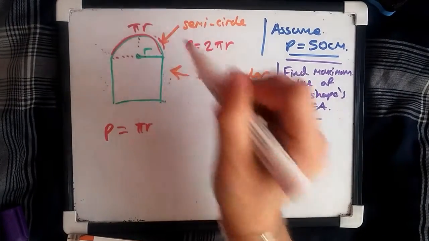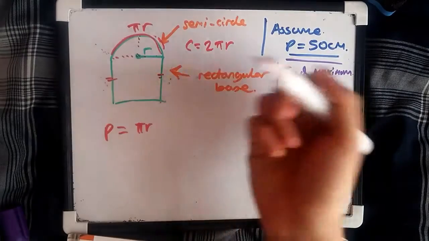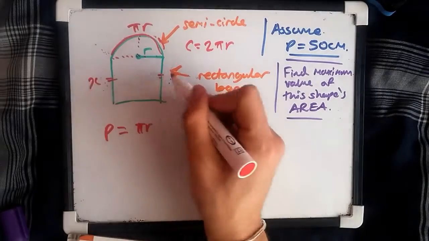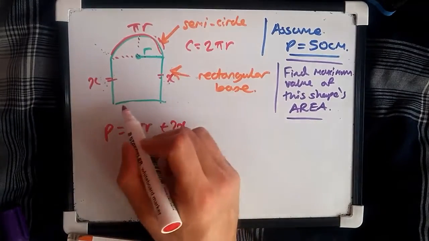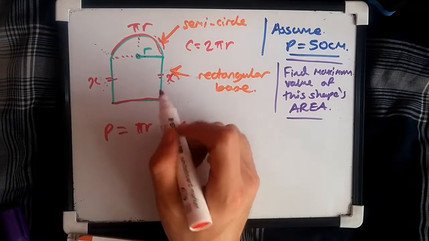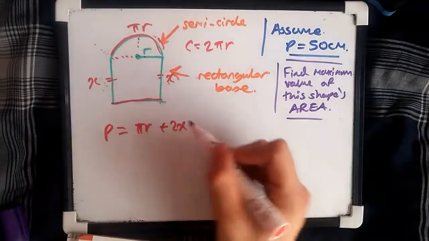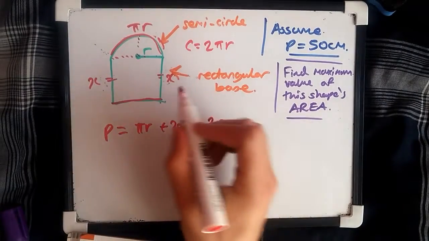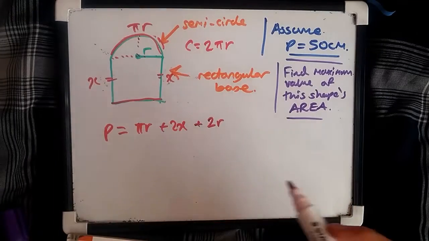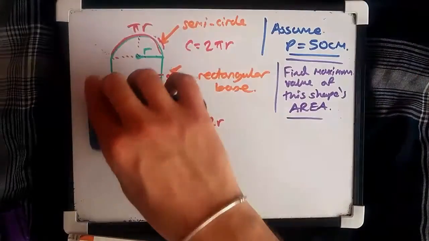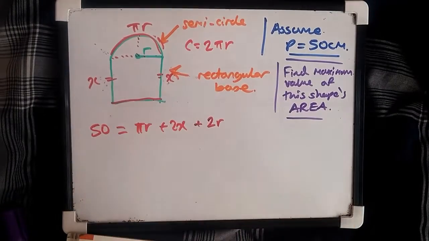We also know that these two lengths are equal, but we don't know how long they are, so it's best to just give them a name of x. So we have x plus x, which is 2x. We also know that this length is double the radius, in other words the diameter, so this will be plus 2r. Now, we also know that the perimeter itself is 50, so we can rewrite this equation as 50 equals pi r plus 2x plus 2r.